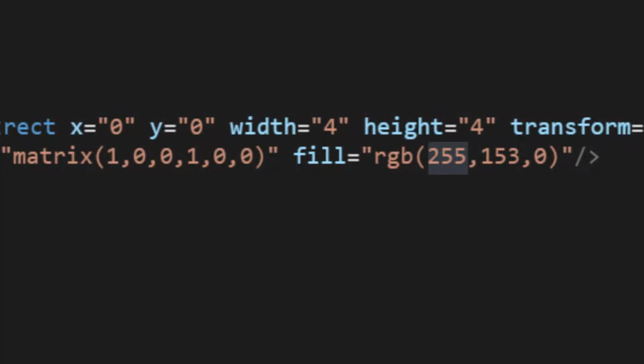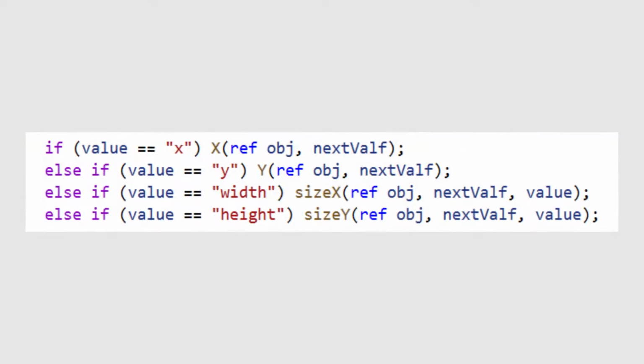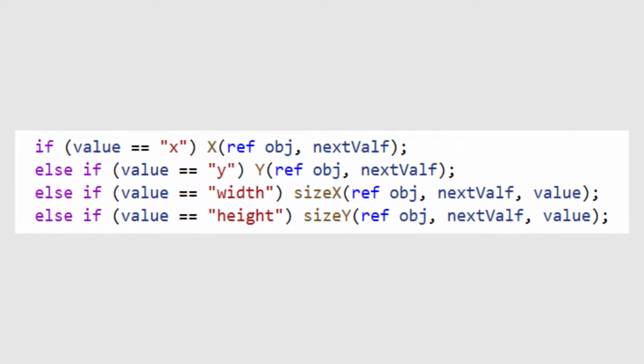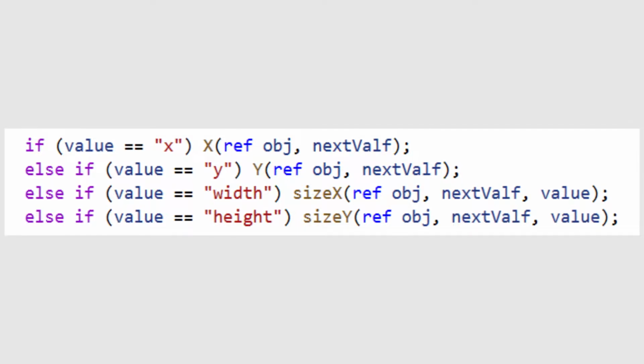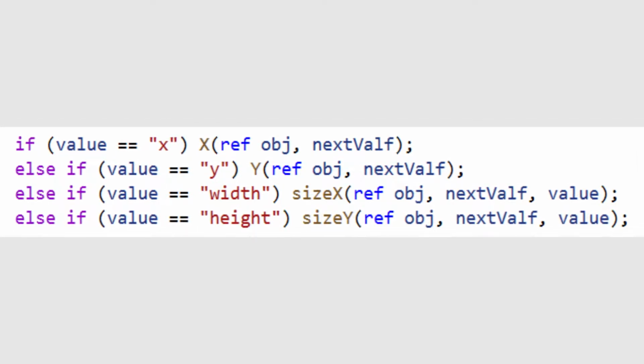I started with something simple like a rectangle, and SVG rectangles have 4 main attributes: x, y, width, and height. So it wasn't hard to assign those. I just checked if the attribute was x. If so, then I set the x position to that value, as well if the attribute was y. If so, then you get the point basically.